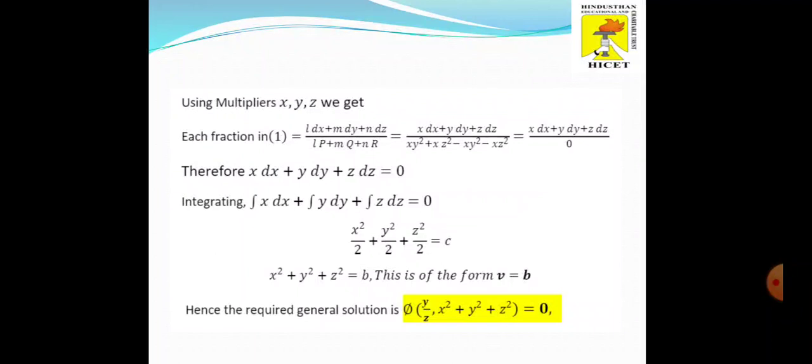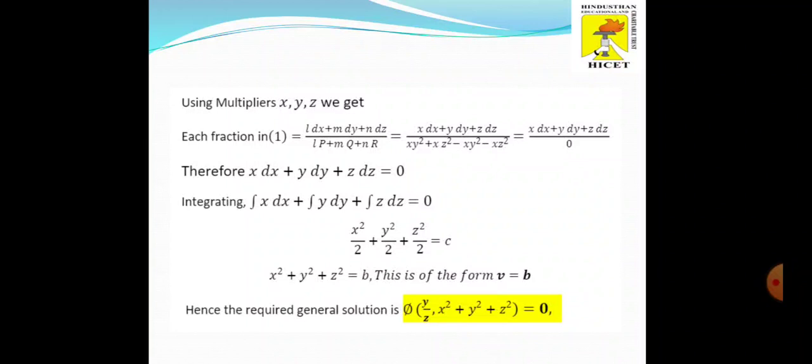Now choose multipliers x, y, z such that L dx plus M dy plus N dz by LP plus MQ plus NR is x dx plus y dy plus z dz by x into y square plus x into z square minus x into y square minus x into z square, that is the denominator is 0. So consider the numerator x dx plus y dy plus z dz as 0.